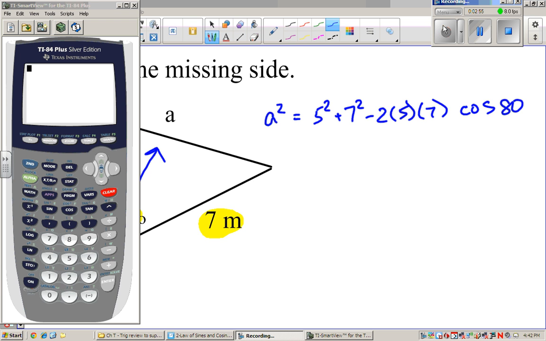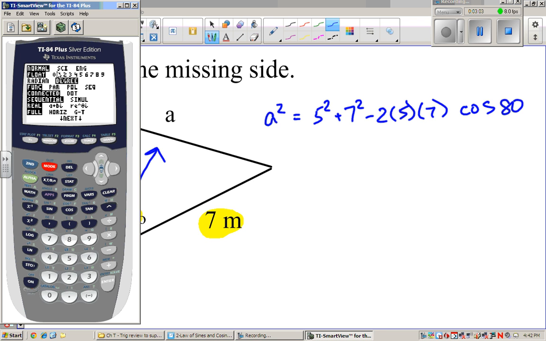Now when I want to finish this out, I'm going to pull up my calculator. And the first thing I need to remember is that my calculator had better be in degree mode. So let's take a look. If I hit mode, there it is. It's in degree mode, so we're good to go. All right, so let's go to our home screen, and we're going to type in this exactly like it looks: 5 squared plus 7 squared minus 2 times 5 times 7 cosine of 80. And then we can press enter.